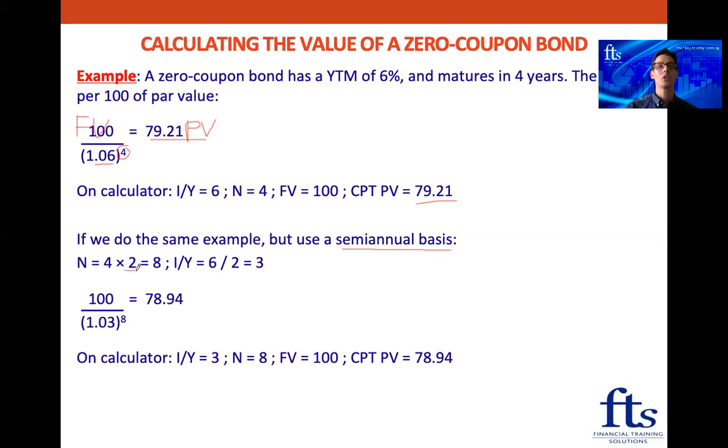We now have 2 periods a year for 4 years, so we've got 8 periods, and our interest rate per compounding period, we just divide by 2. So our interest rate per compounding period is 3%, and we've got 8 periods altogether. So that's 78.94. Or we can use the time value of money calculator buttons if we want to. Good stuff. So that's the end of that class.